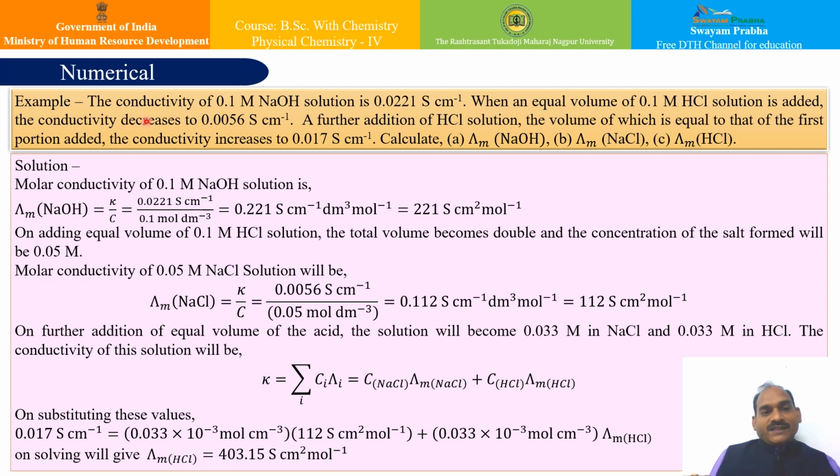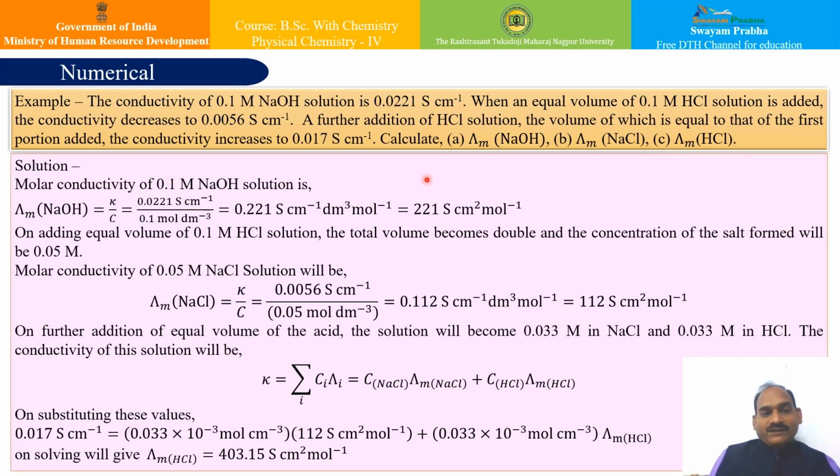In this numerical, what is given: the conductivity of 0.1 molar NaOH solution is 0.0221 Siemens per centimeter. When an equal volume of 0.1 molar HCl solution is added, the conductivity decreases to 0.0056 Siemens per centimeter. A further addition of HCl solution, the volume of which is equal to that of the first portion added, increases the conductivity to 0.017 Siemens per centimeter. We need to calculate the molar conductance of NaOH, of NaCl, and of HCl.